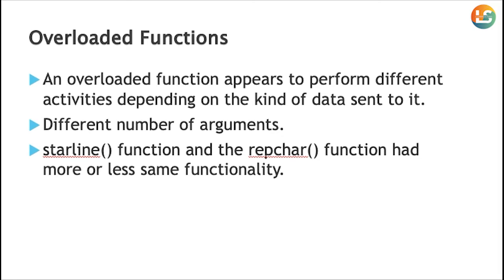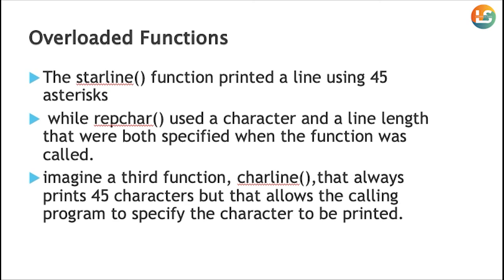The starline function prints a line using 45 stars, while the repchar function used a character and line length that were both specified when the function was called. Imagine a third function, charline, that always prints 45 characters but allows the calling program to specify the character to be printed.